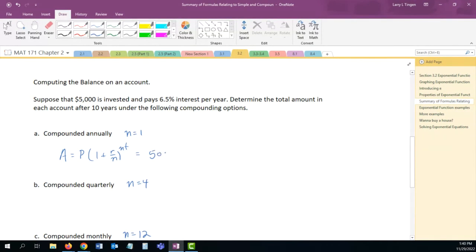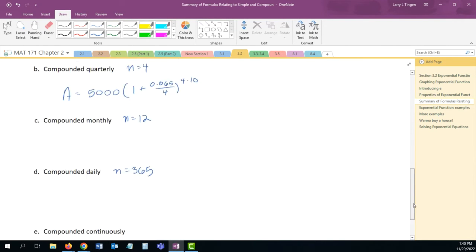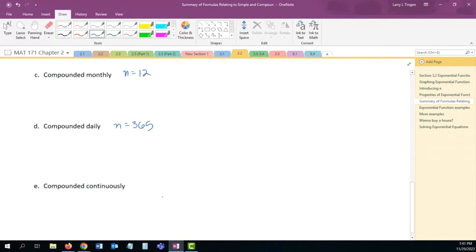So that's the equation. That means I'm looking at 5,000 times (1 plus 0.065 divided by 1) raised to the 1 times 10. Plug that in your calculator and you'll get a number. Then compound quarterly, monthly. All the numbers are done in the completed notes that are posted in that lecture. The only thing that changes between these is n. Every other number stays exactly the same. 1 plus 0.065 divided by, if I'm compounding quarterly, n is 4, t is 10. Those stay the same for compounded monthly and compounded daily.